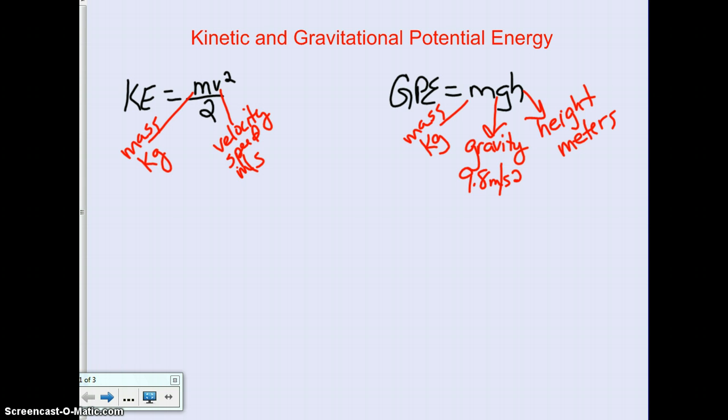Once you have your units right, you're ready to calculate. Also know that all energy is measured in units called joules. We abbreviate that with a J. Know that 1 joule is the same as 1 kilogram times meters squared over seconds squared. We're going to use this later when we begin to cancel some units.